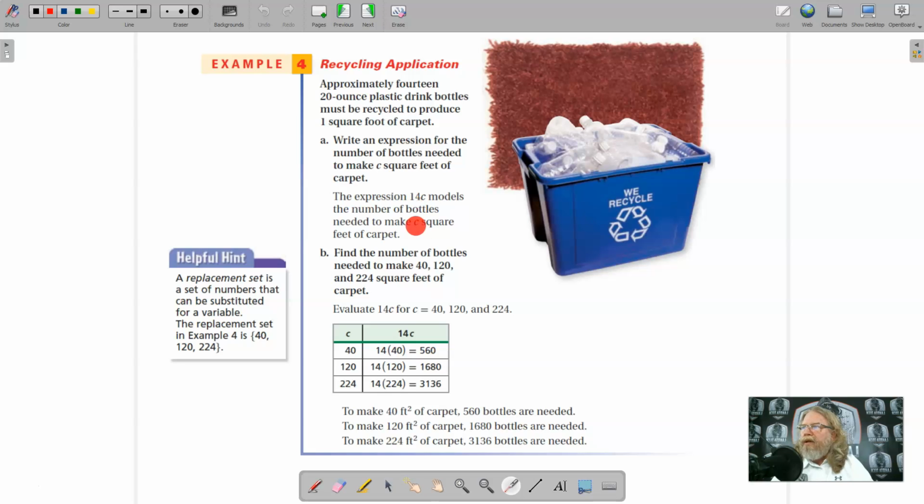So 1 square foot, we could represent that with 14C. Next, find the number of bottles needed to make 40, 120, 224 square feet of carpet. So they're asking us to evaluate 14C, where C equals 40, 120, 224. So make a table. The value of C, 40, 120, 224. These are indeed the square feet, correct?